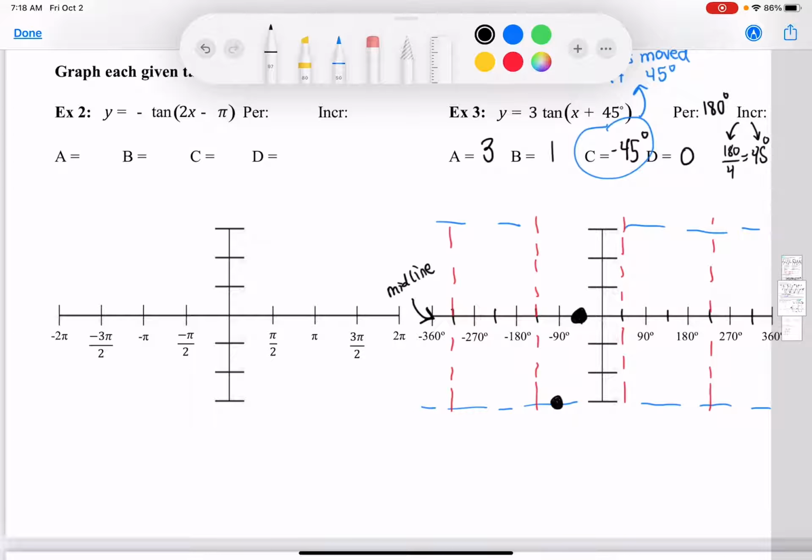All right, and then 45 degrees to the right of this would be on the axis. Okay, and then my next set of asymptotes, I'm gonna put a point right smack dab in the middle, and then 45 degrees away from that point, I'm at the bottom, and then 45 degrees in the positive direction, I'm at the top. So I'm just gonna keep doing this pattern.